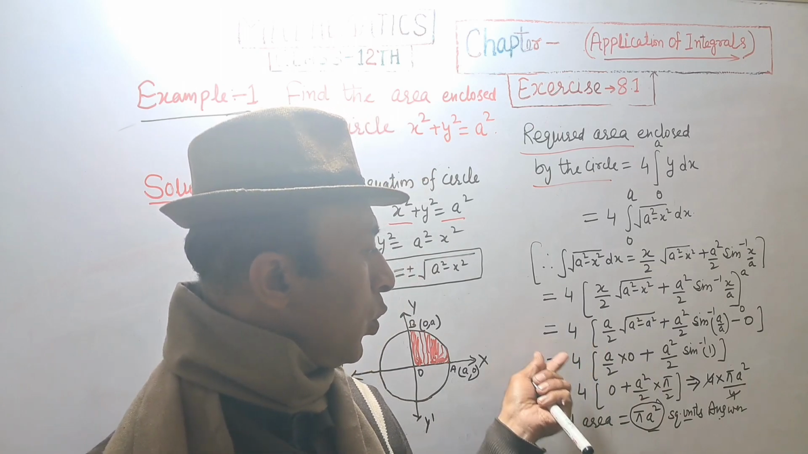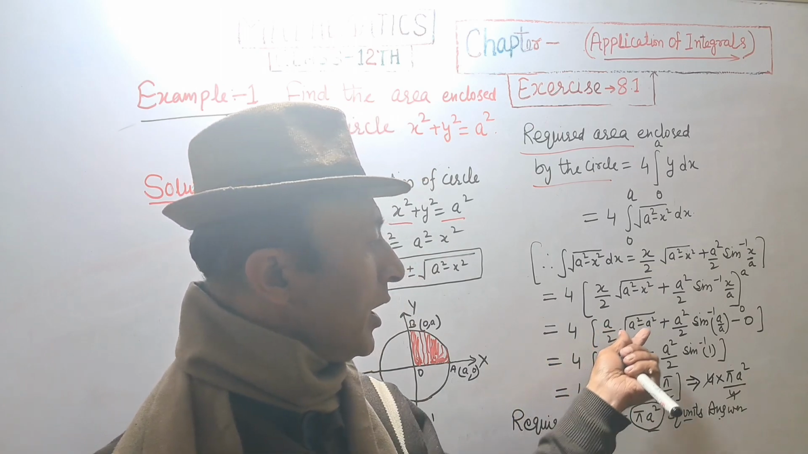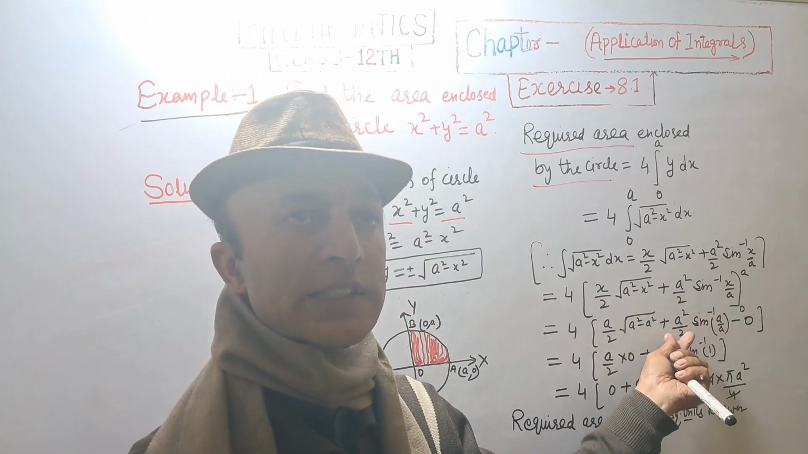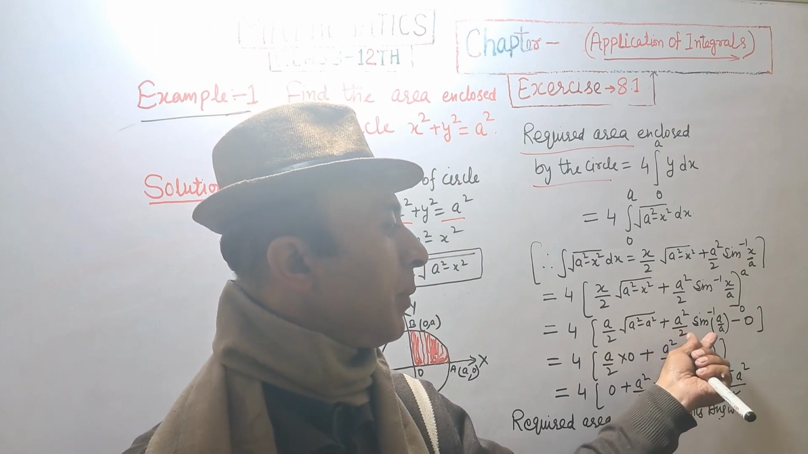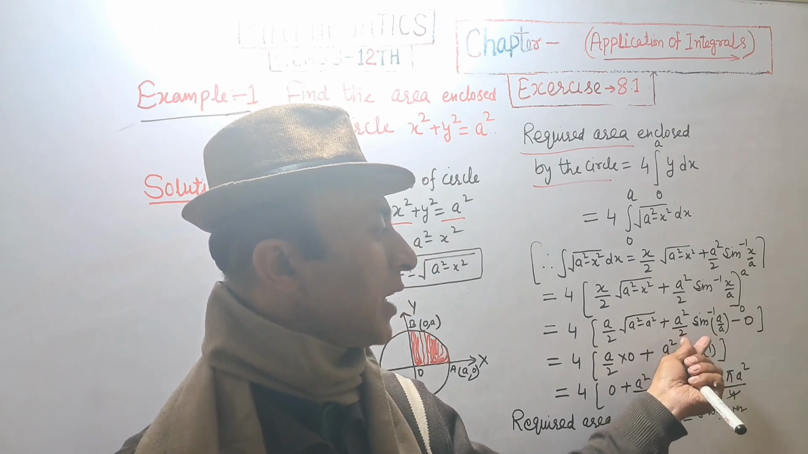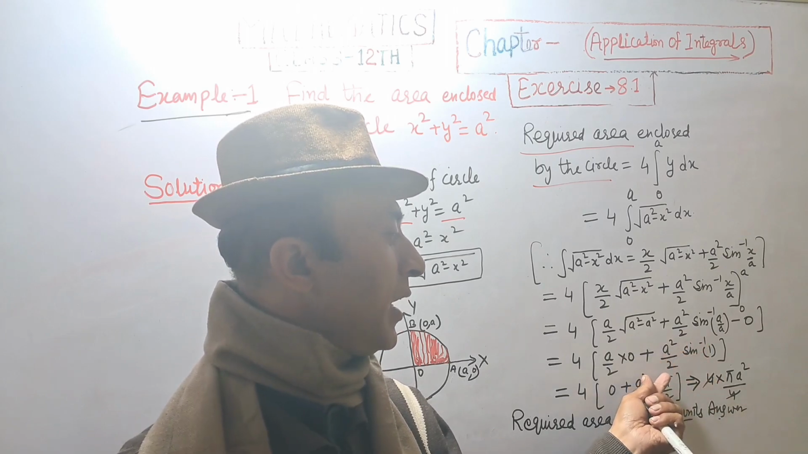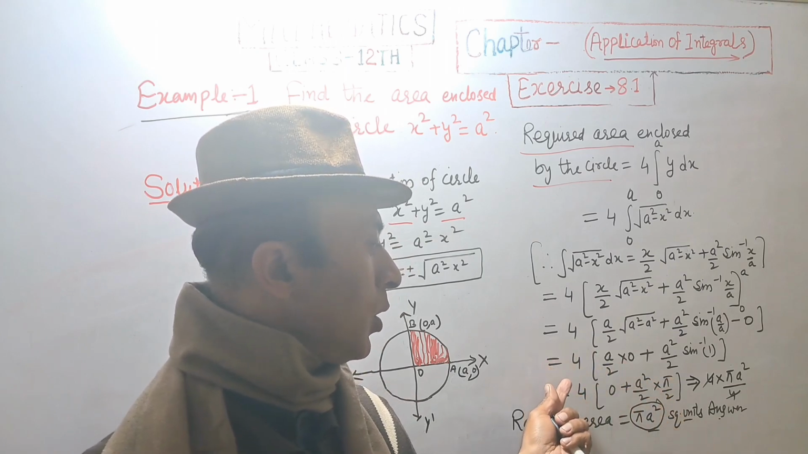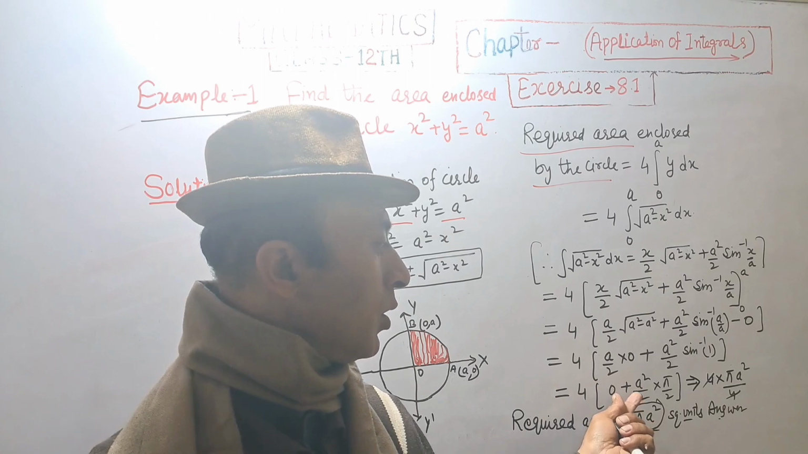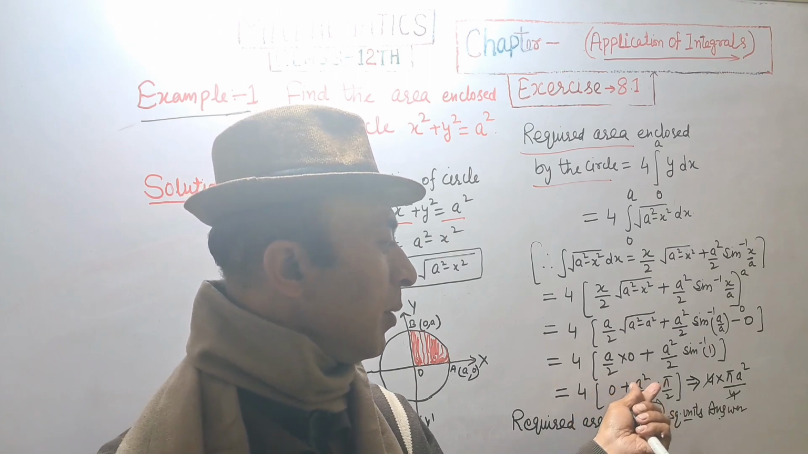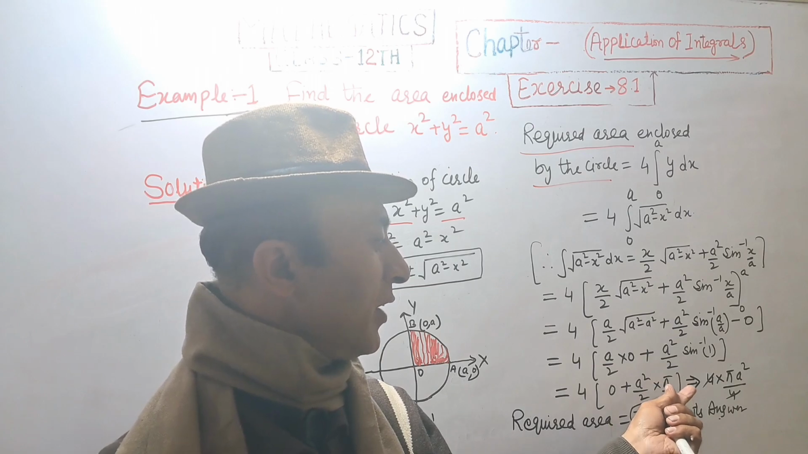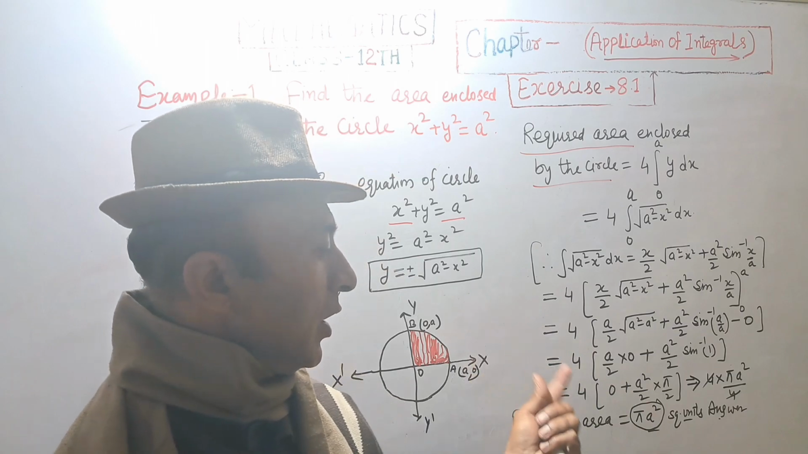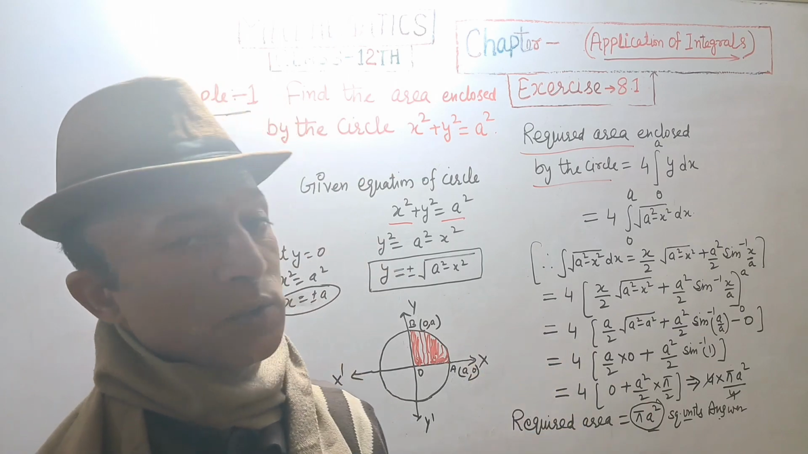We get 4 into a upon 2 into 0 plus a square upon 2 sine inverse 1. We know that sine inverse 1 is equal to sine pi by 2. Sine inverse sine will be cancelled and we get pi upon 2. 4 multiplying a square upon 2 multiplying pi upon 2, 4 multiplying a square pi upon 4 is cancelled and we get pi a square units. Answer. Required area equal to pi a square units.